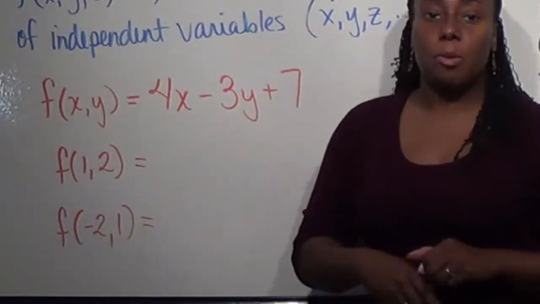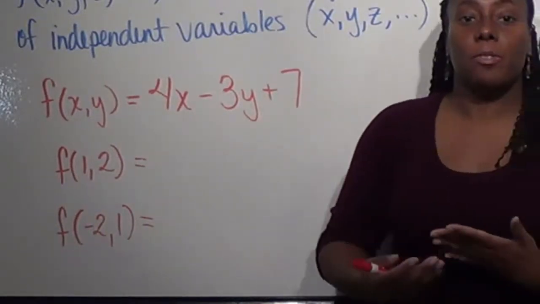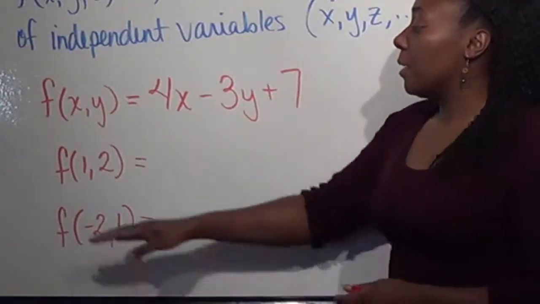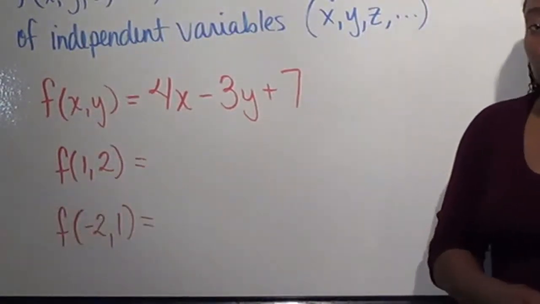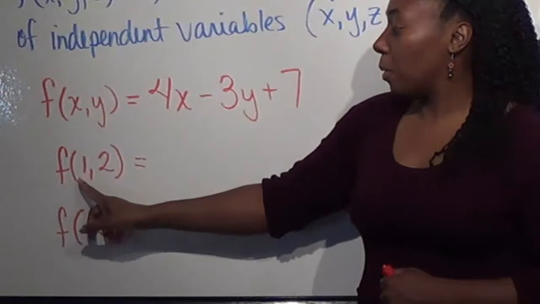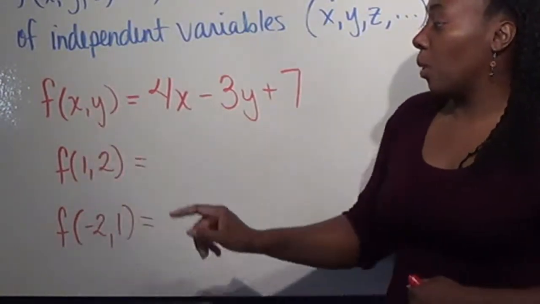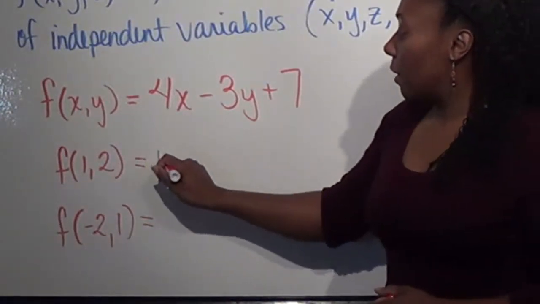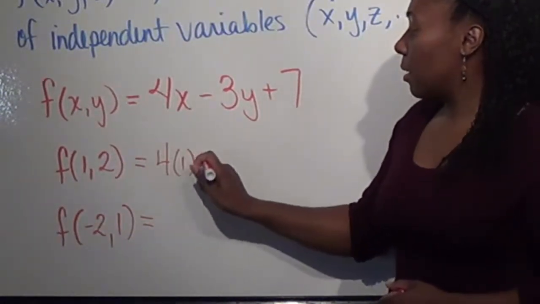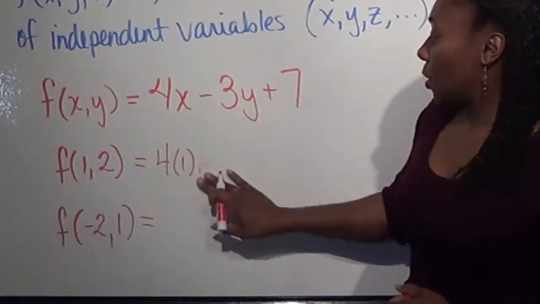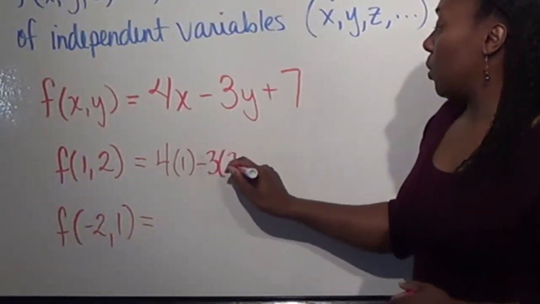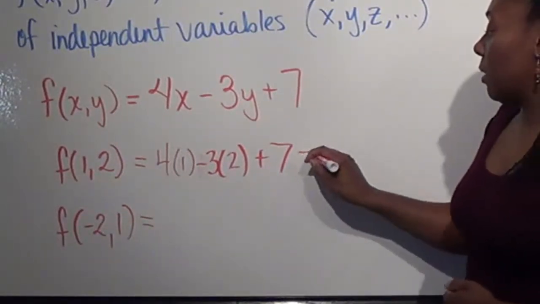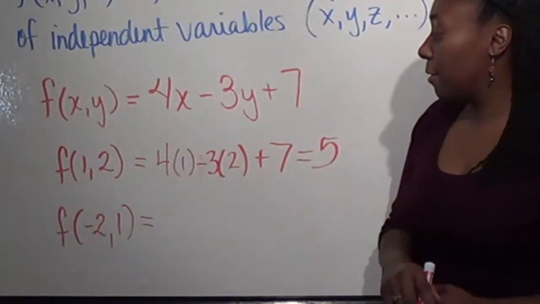And just like before, when we were asked to look at functions, one of the first things we did was evaluate them. And so here you're going to be asked to do the same thing. So if I want to evaluate f of 1, 2, this just means I'm going to plug in 1 for x and 2 for y, and then evaluate my rule. So here, I would say this is going to be 4 times 1 minus 3 times 2 plus 7, or 4 minus 6 plus 7, which is going to be 5.